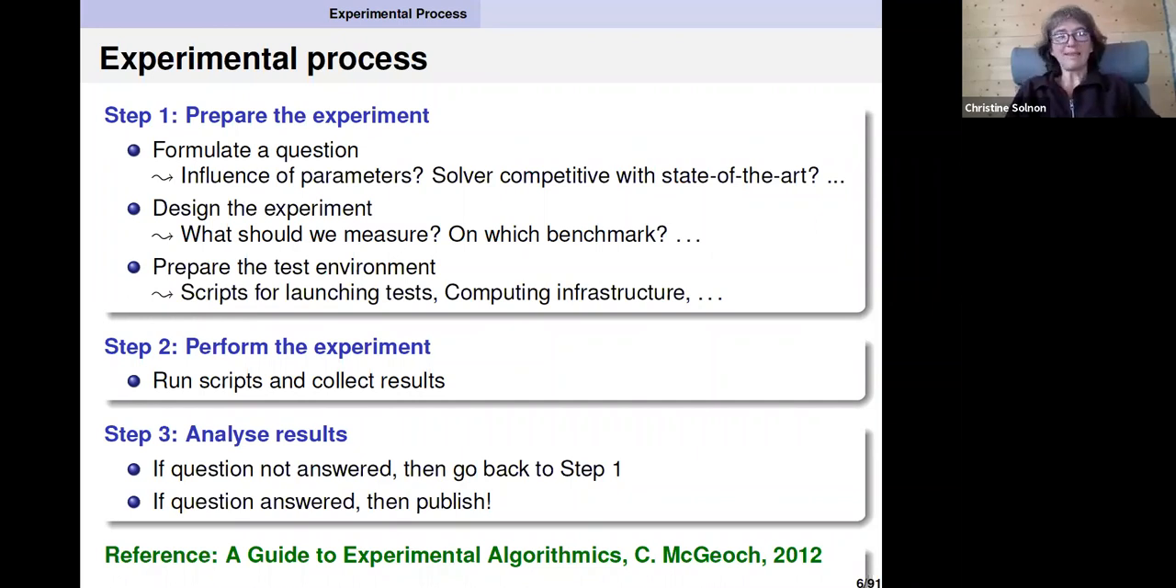Then the second step, which is usually very long, but you don't have to do a lot of things on this step, is to perform the experiment. So it is completely automated, and you simply run scripts and collect the results. Finally, the last step is to analyze the results and to see if you can answer your question. If you cannot answer the question, then you have to go back to the first step and maybe change the question or change something in your experiment. Otherwise, if you have answered the question and if the answer is interesting, then you can publish.